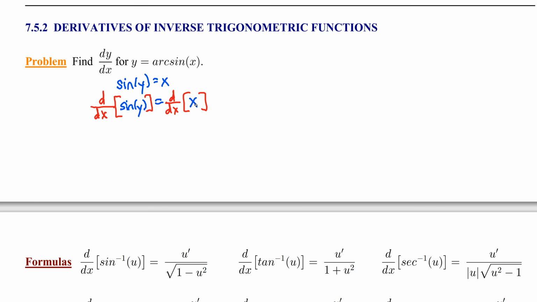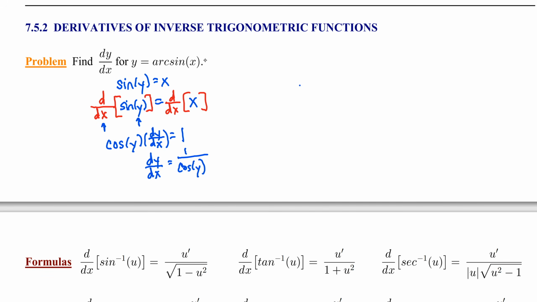Now, the derivative of sine of y, notice the mismatch in the variables. The independent variable is x, and I'm working with an implicit function of x here. So we need to differentiate the outside function, derivative of sine is cosine, and then multiply by the derivative of the inside function, which with implicit differentiation we represent as dy over dx. On the right side, the derivative with respect to x of x is 1. Now, solving for dy over dx, we end up with 1 over cosine of y.